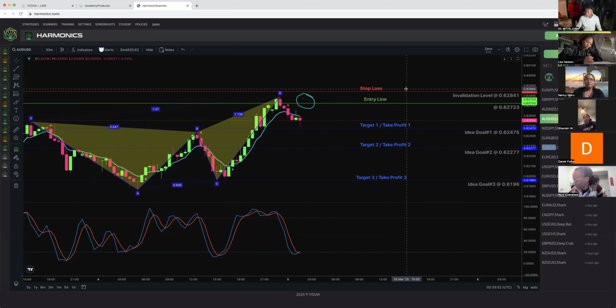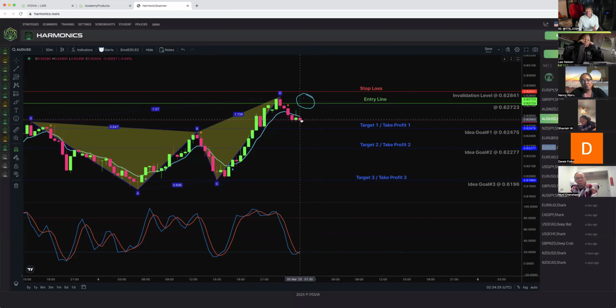Okay. So Latrell, is this a buy or a sell? Above. Okay. So you're saying that the red line is above, so it's a sell. Perfect. Right? So we're looking for a sell.